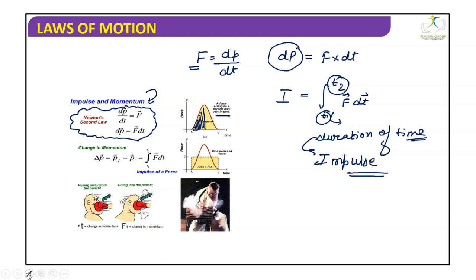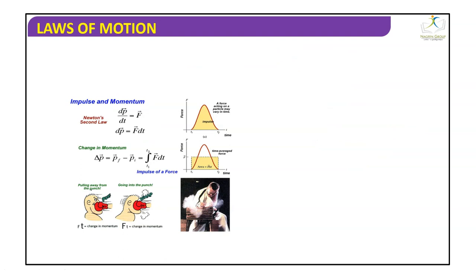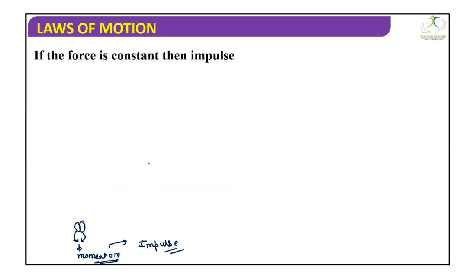The second example we have, as you can see, is pulling away from the punch and going into the punch. We again have to apply some force, but that occurs over some time. That force related with time generates a new term, that is momentum, and that momentum is continuously changing with respect to time. So that change in momentum is called impulse. Now I think you will be able to understand the things.